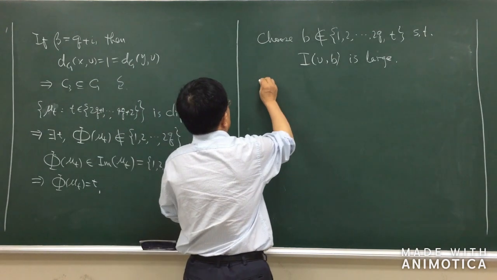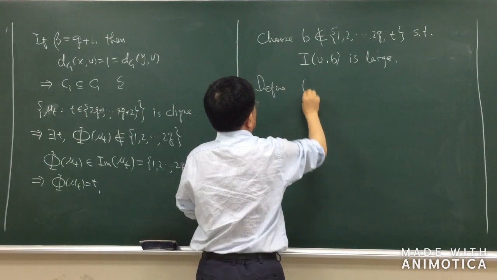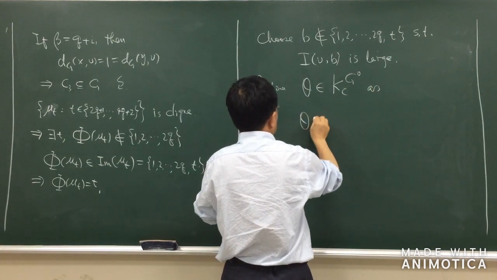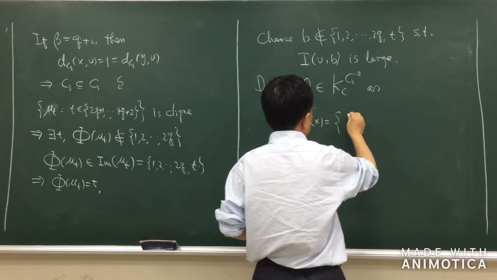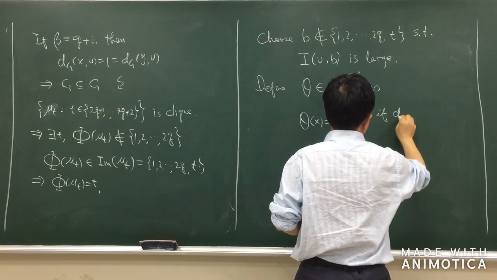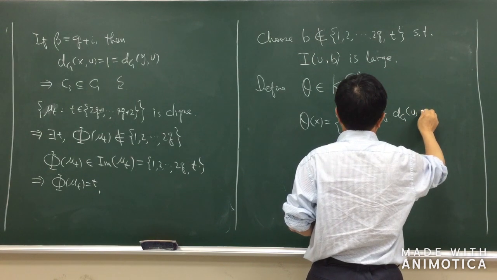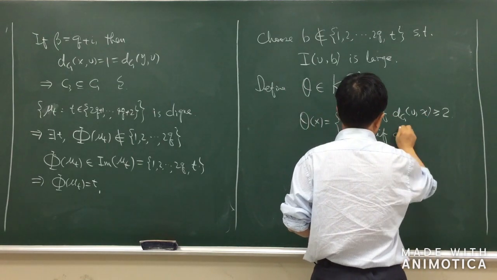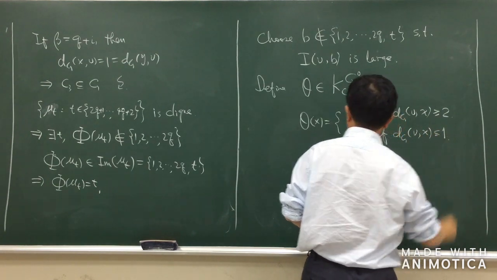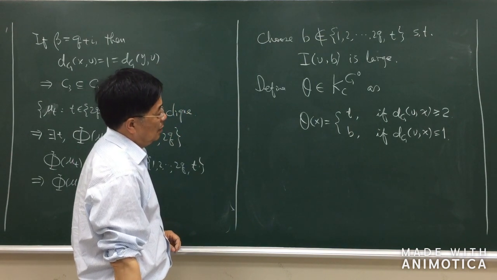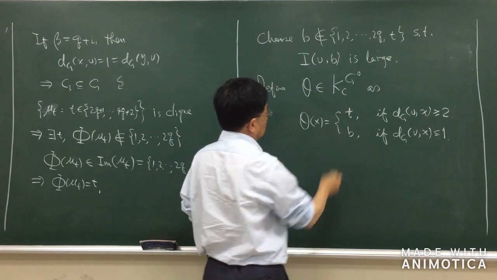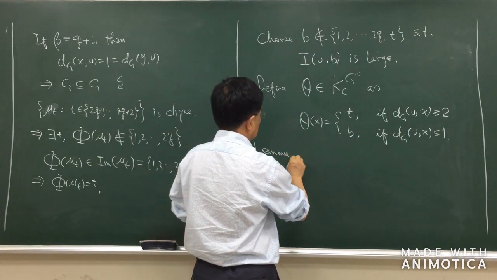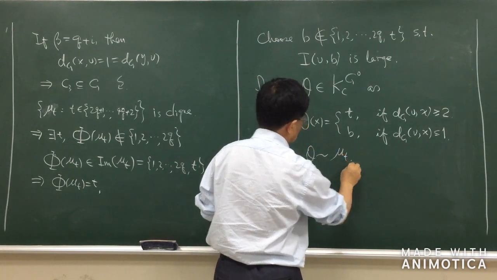Then we construct another map. We define theta, this is a simple map now. It's a simple map as follows. Theta x is either T if the distance between B and X is greater or equal to 2, and equals B if the distance between B and X is equal to 1. So this defines a simple map. Every vertex is colored. Okay, then we claim that this theta is adjacent to mu T.